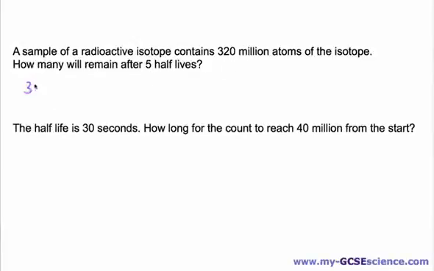So the start is 320. After 1 half-life, let's just number them, 1, 2, 3, 4, 5. After 1 half-life, we go to 160 million. After 2 half-lives, we halve again, so that would be 80 million, then down to 40 million, then down to 20 million, and then down to 10 million. So after 5 half-lives, the count rate would now be 10 million.